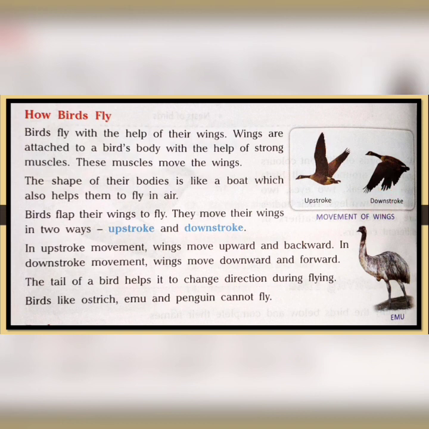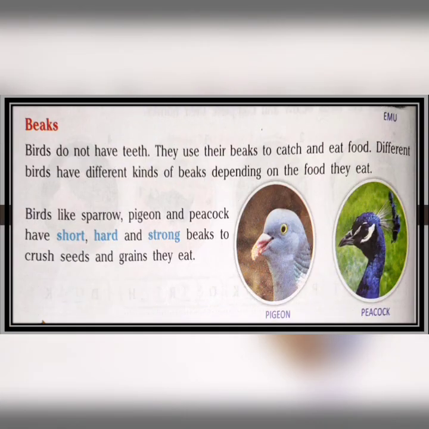And what is the need of the tail? The tail of a bird helps it to change direction during flying. But there are some birds which cannot fly, like penguin, ostrich, all those. Okay. Next, moving to beaks.